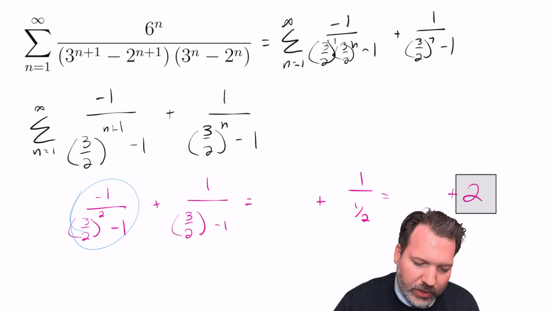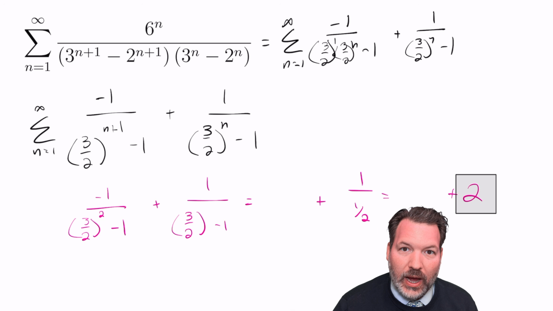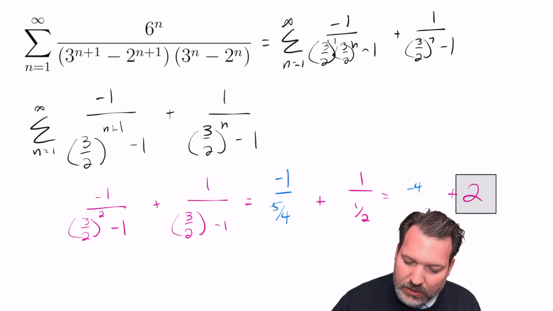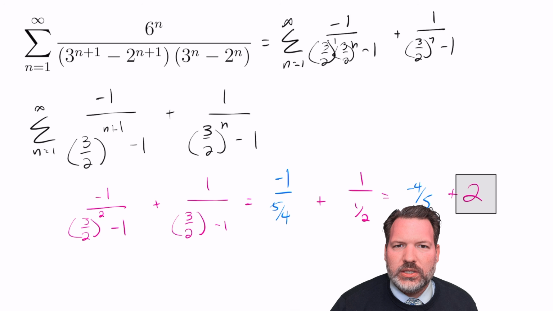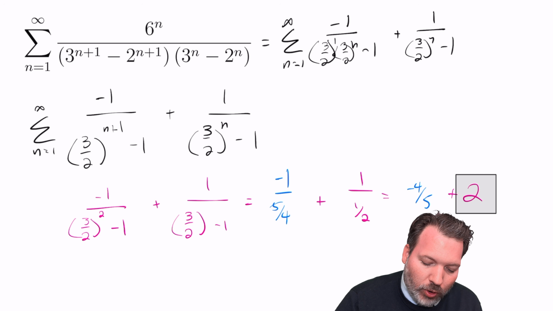Of course, I can't ignore this first fraction. It's going to be negative 1 over 3/2 squared, so that's 9/4. Minus 1 makes 5/4, and negative 1 over 5/4 is the same thing as negative 4/5. Now, of course, if you add negative 4/5 and 2, you get back 6/5, just like we did at the beginning when we plugged in n equals 1. But the trick now is that when we increment forward, so again, this was the n equals 1 term, what about the n equals 2 term?